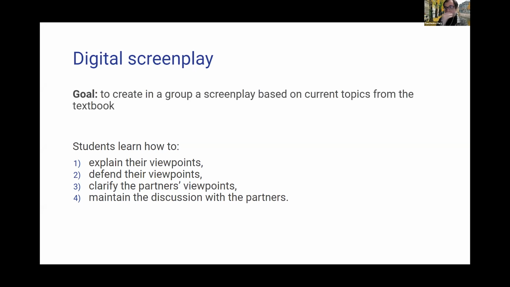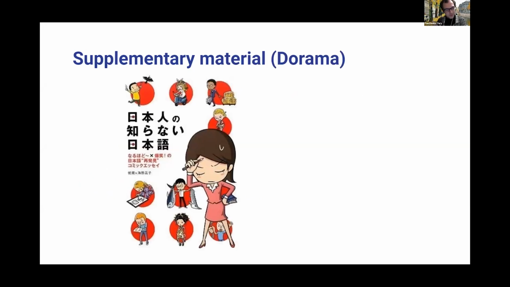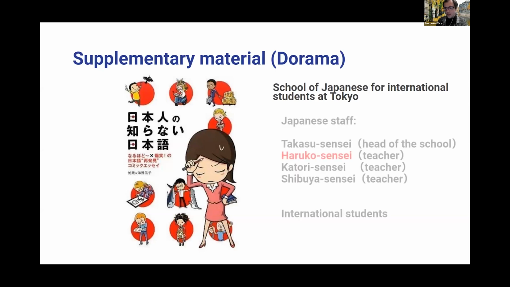And we decided to organize a screenplay, to create in a group a screenplay based on current topics from the textbook. And we started to think, how could we do this? And as supplementary material, students watched this TV series, quite popular among Japanese language learners, which talks about a School of Japanese for International Students in Tokyo, and which consists of 4 teachers, 1 principal here, and then 3 teachers, and ordinary international exchange students.